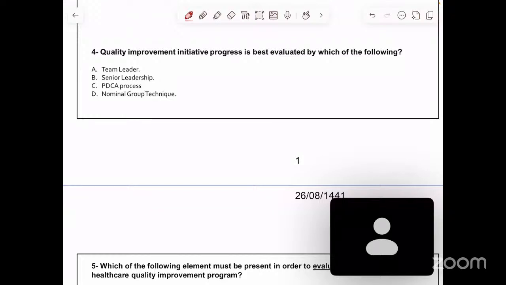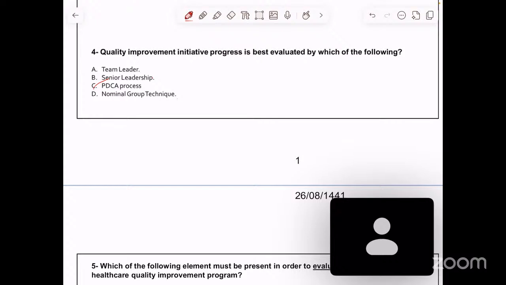PDCA process. Very good. Yes, this is the correct answer because this provides a structured method to evaluate the improved quality initiatives systematically. While the other options like the team leader, the senior leadership, and the nominal group technique may oversee or review the progress, PDCA is the most effective evaluation framework.